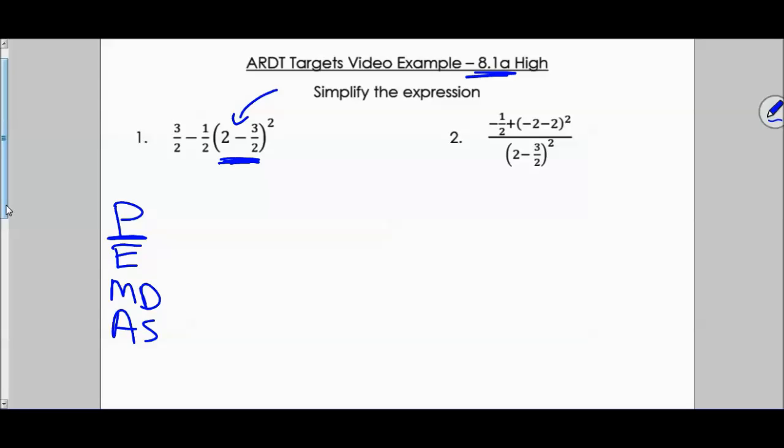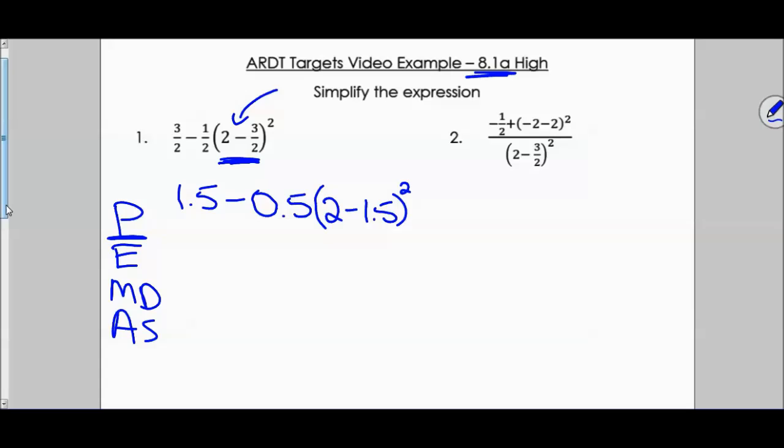We're going to do 3 divided by 2. That's 1.5. 1 divided by 2 is 0.5. We have 2 minus that same 3 divided by 2, which is 1.5. Changing it to decimals definitely makes it easier. If you feel comfortable working with fractions, you can. One drawback to working with decimals is that most of the time, if they give you fractions in the problem, they'll give you fractions in the answers. So you'll just have to work backwards from the answers.